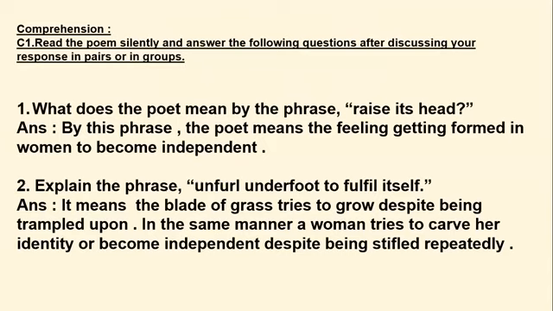So again, when we go to the poem, we come to know that each grass, when it tries to grow, in spite of being trampled and cut down again and again by the landowners, by the lawn mowers, it doesn't stop growing. It tries to grow again. In a similar manner, the woman also tries to carve, to design her identity, to sculpt her identity in the society, or she wants to become independent despite having been stifled repeatedly, meaning she has been pressurized, she has been made to live in a suffocated environment again and again.